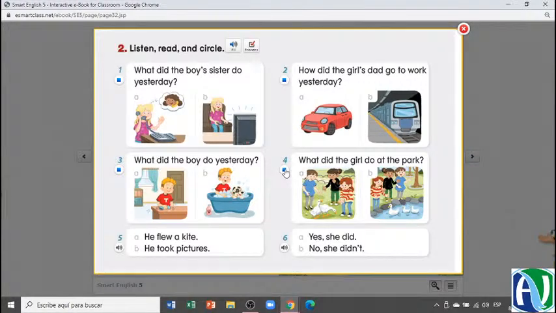Four. Did you go to the park yesterday? Yes, I did. I was there with my friends. What did you do at the park? We fed the ducks.